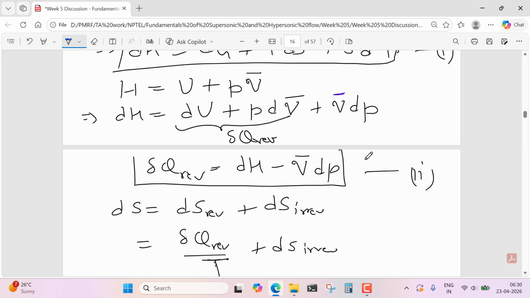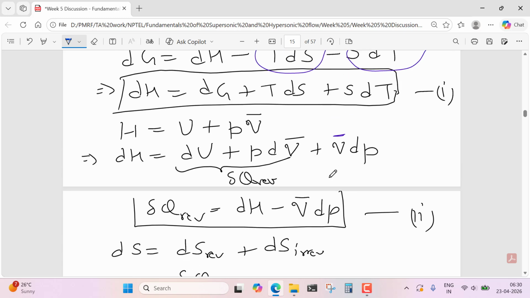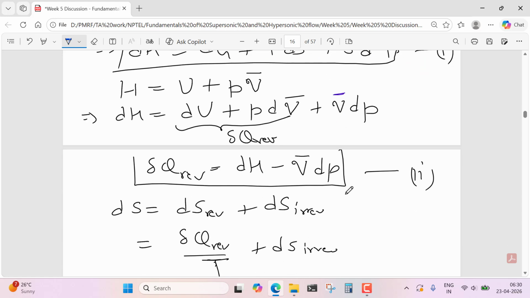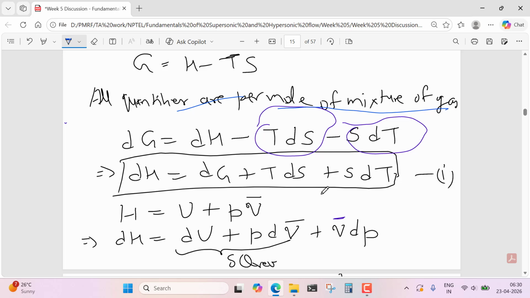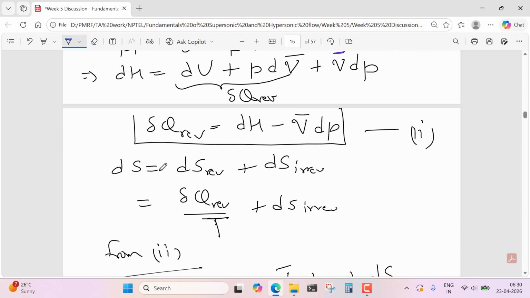This is the second equation. Now we have two equations, first and second. But one thing is that we have to write dS also. So dS equals dS reversible plus dS irreversible, because entropy is the combination of reversible and irreversible entropy. And reversible entropy is given by del Q reversible upon T. So dS will become equal to del Q reversible upon T plus dS irreversible.